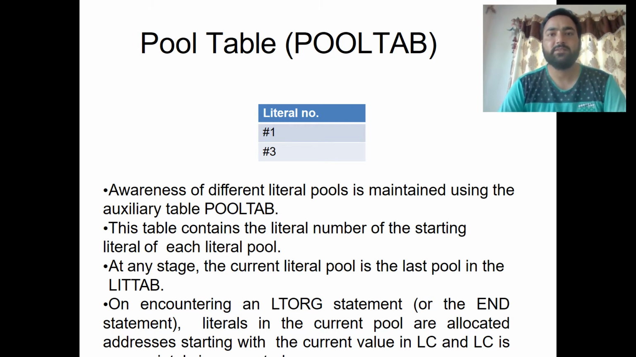Pool table, POOLTAB. This contains only the literal numbers that are available in the program that we are using. So awareness of different literal pools is maintained using the auxiliary table. This table contains the literal number only of the starting literal of each literal pool. At any stage, the current literal pool is the last pool in the literal table.